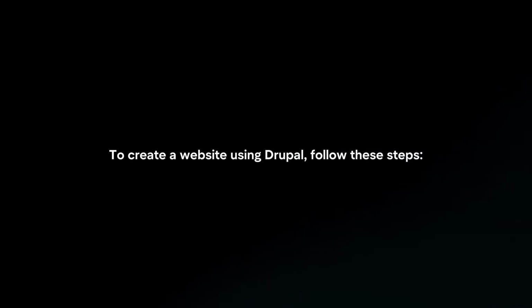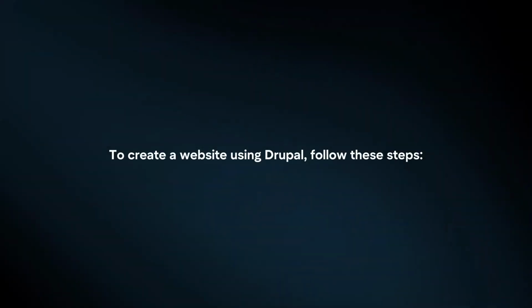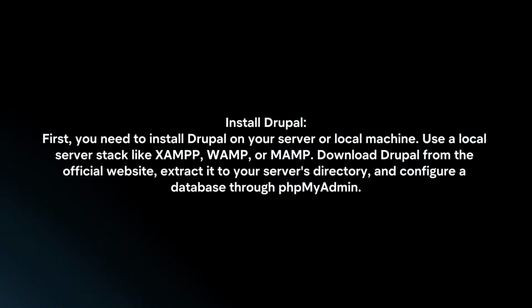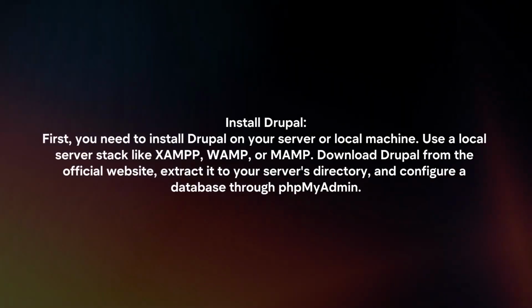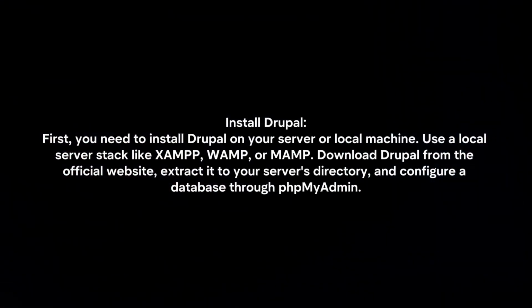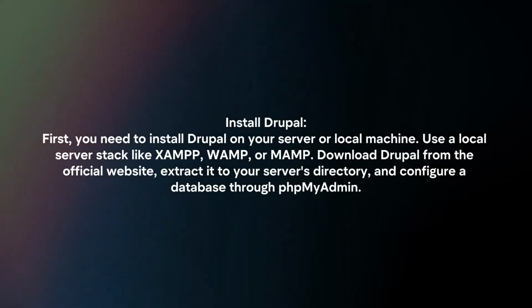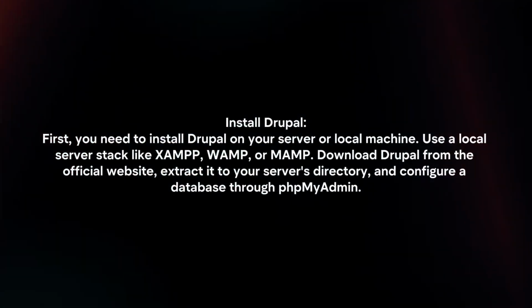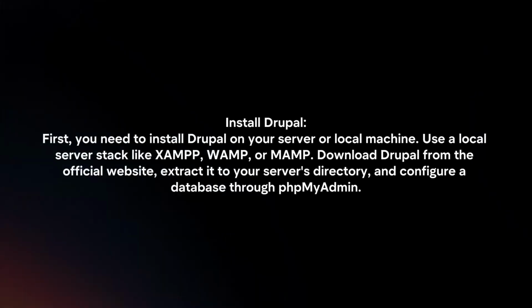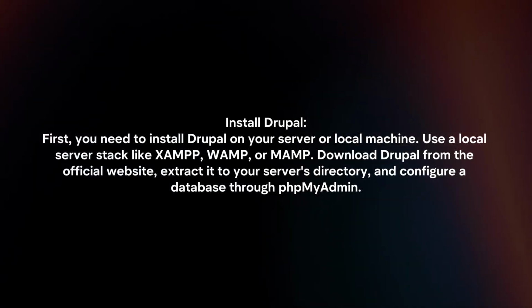To create a website using Drupal, follow these steps. Install Drupal. First, you need to install Drupal on your server or local machine. Use a local server stack like XAMPP, WAMP, or MAMP. Download Drupal from the official website, extract it to your server's directory, and configure a database through phpMyAdmin.